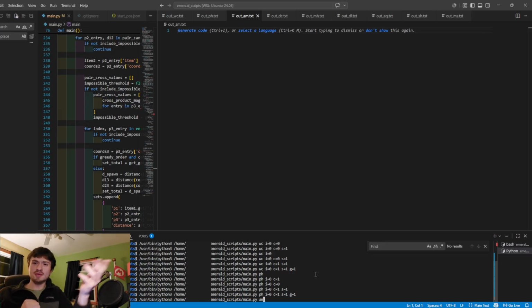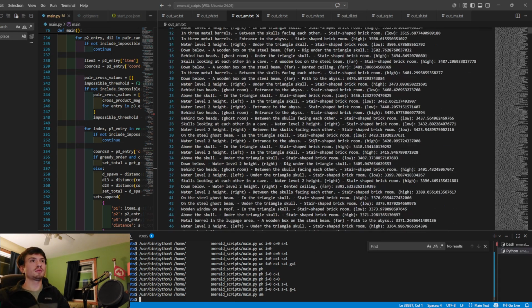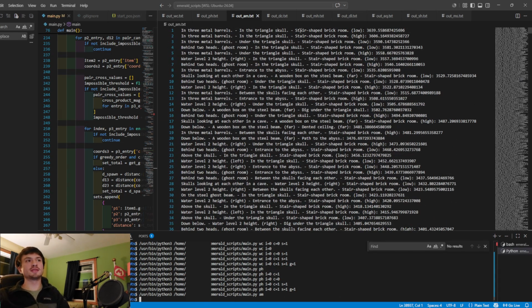Or could it be the piece 2 down there? It's a little bit closer, but maybe all the other piece 2s are pretty close too. All right, so take your guess. All right, time's up. This is what we got. So as it turns out, it is stair-shaped brick room, not down below for this one.